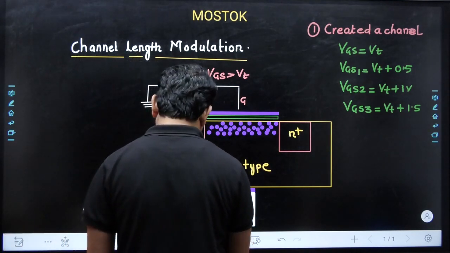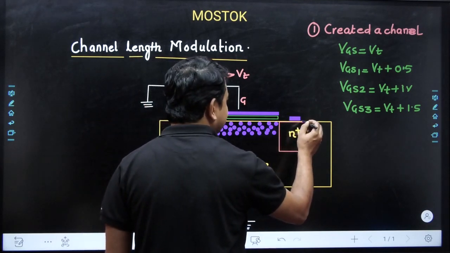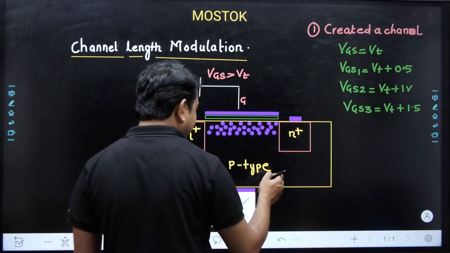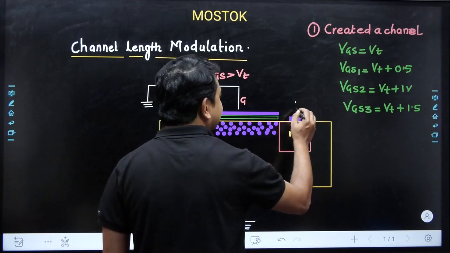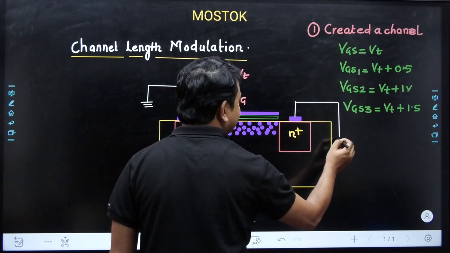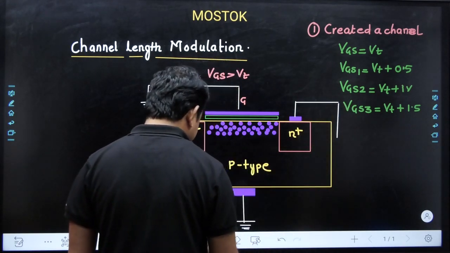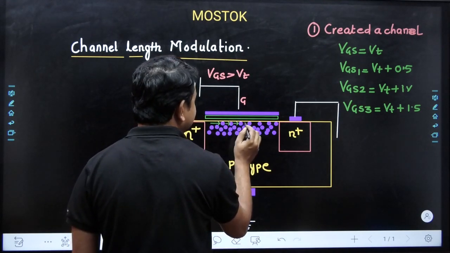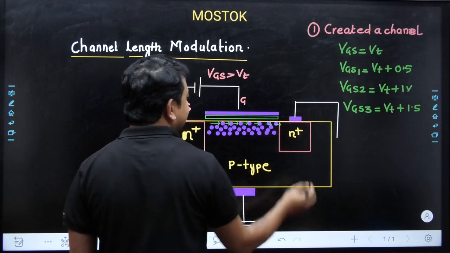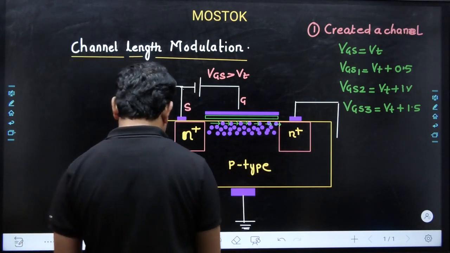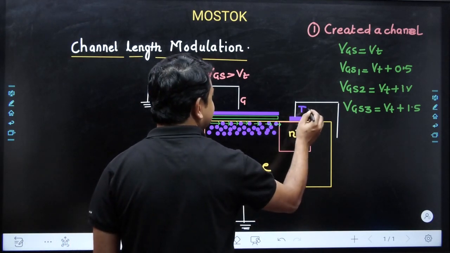The drain terminal is connected with a metal contact, and we have to apply a potential here like this, and this potential will help these electrons to move along this path and move towards the drain region. This is the drain region.